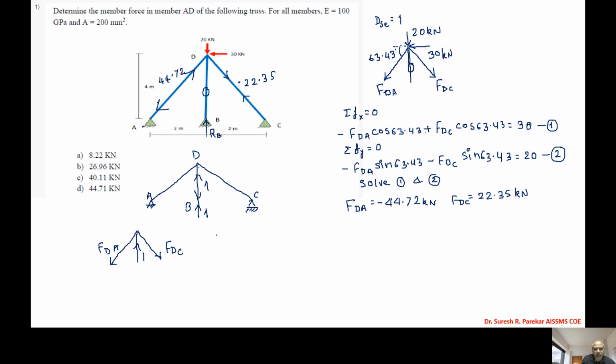Now from this we are very clear. We have FDA equal to FDC, because the horizontal components will be balanced by each other. And then we have 2 FDA sin 63.43. So these values we have, minus plus 1 equal to 0. So I will directly take 1 on this side, and from this I will get FDA equal to FDC.